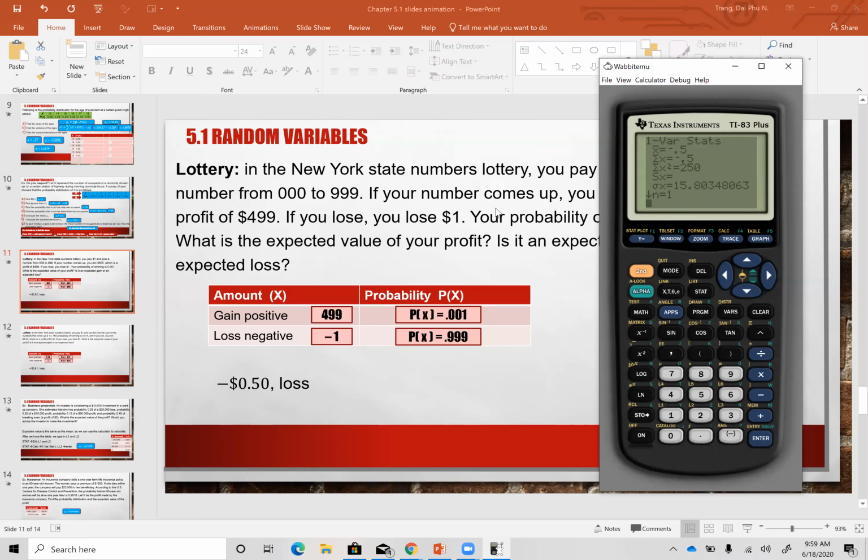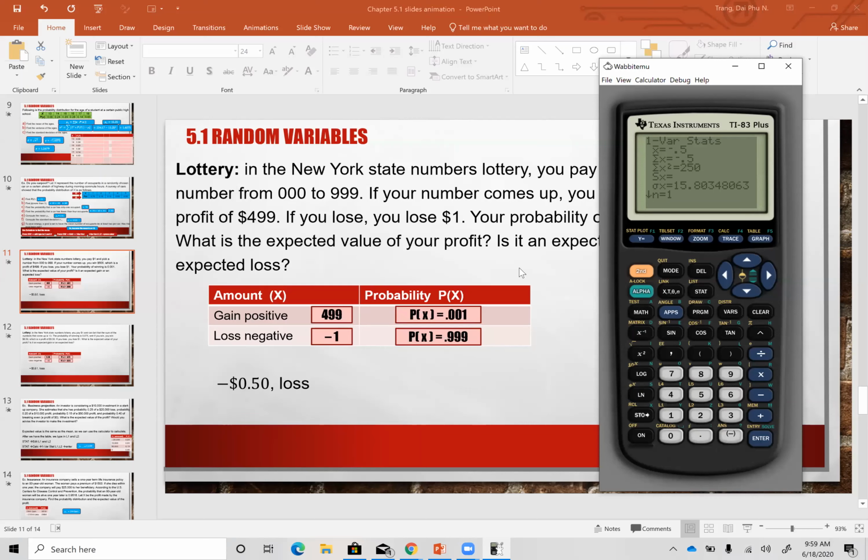Okay, so basically in the long run, the New York State will take 50 cents on a dollar for this particular lottery ticket. So again, that's what the expected value is. Because it's negative, we expect to lose, right? We expect a loss. Occasionally you will win, but again, in the long run, you will lose 50 cents on each dollar.